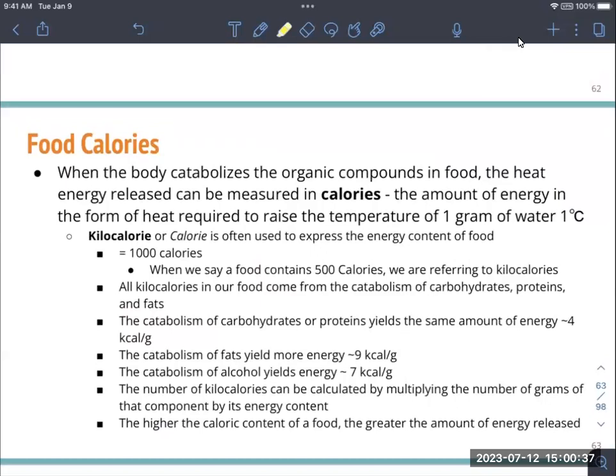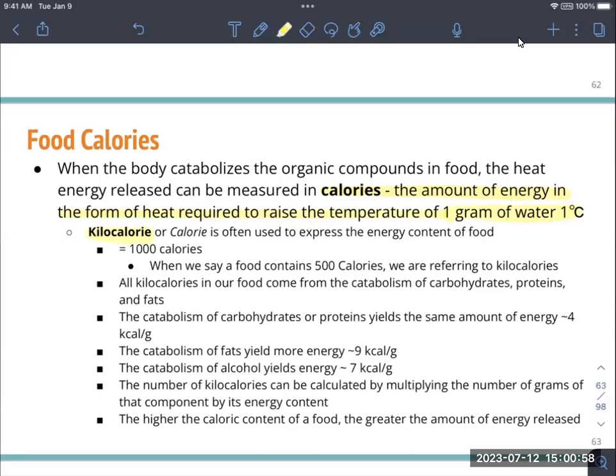Calories are the amount of energy in the form of heat required to raise the temperature of 1 gram of water 1 degree Celsius. That is technically what a calorie is. It's either known as a kilocalorie or a Calorie with a capital C. Kilocalories, or Calories, are often used to express the energy content of food, which is about 1,000 calories. So when we say food contains 500 calories, we're technically referring to kilocalories.